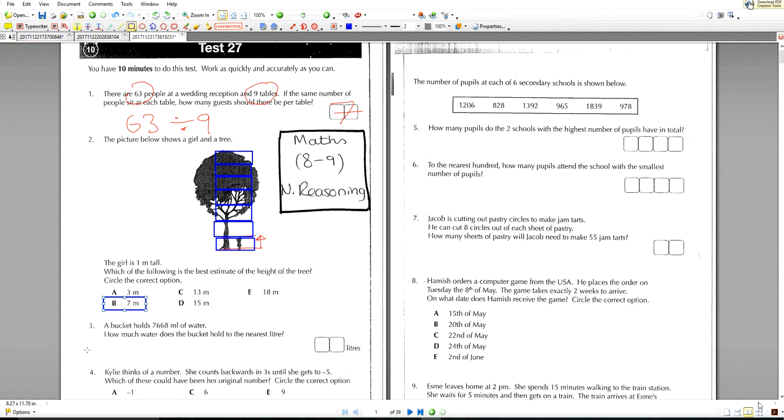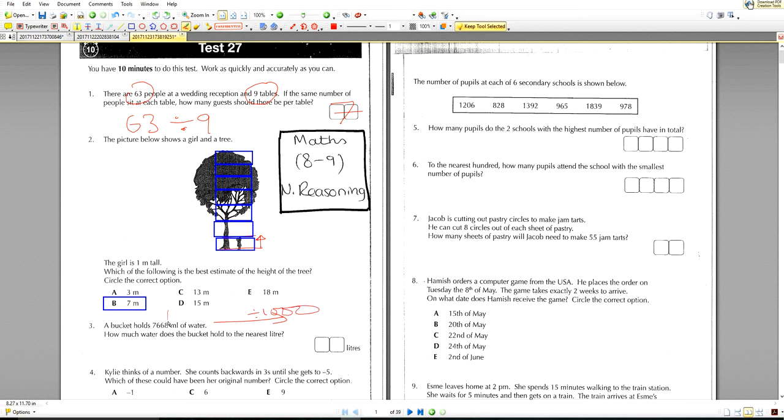Okay. A bucket holds 7,668 milliliters of water. How much water does this bucket hold to the nearest liter? Now, first of all, let's turn it into liters first. So to change milliliters into liters, we need to divide by 1,000. Let's get hold of our pen. So we need to divide it by 1,000.